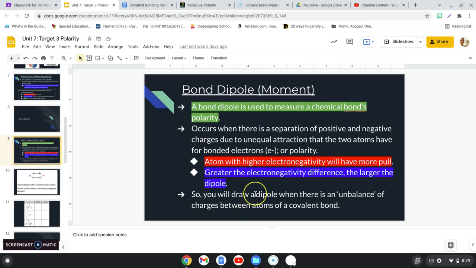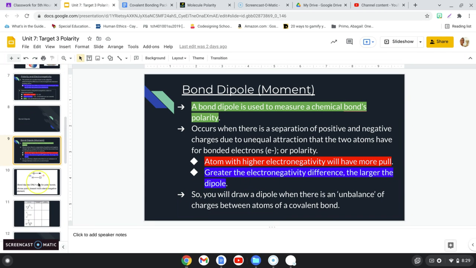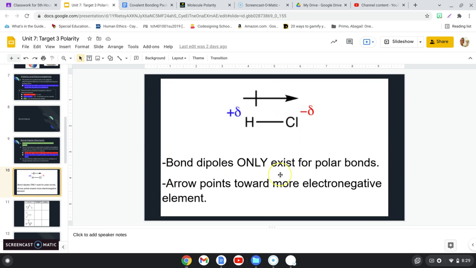So you're going to draw a dipole or an arrow when there is an unbalance of charges between atoms of a covalent bond. So if you draw a molecule where, let's say, atom B is super electronegative and the other two aren't, you would draw the arrows, the dipoles, pointing towards letter B because it is the most electronegative. This is where most of the electrons are going to be hanging out in this molecule. Okay? So bond dipoles only exist for polar bonds. The arrow points towards the more electronegative element.